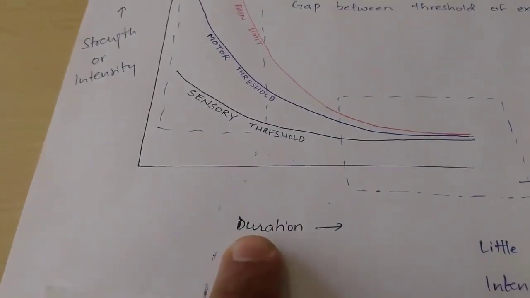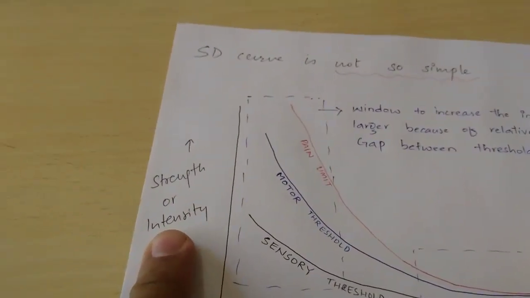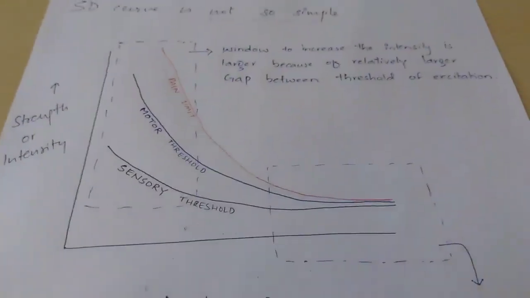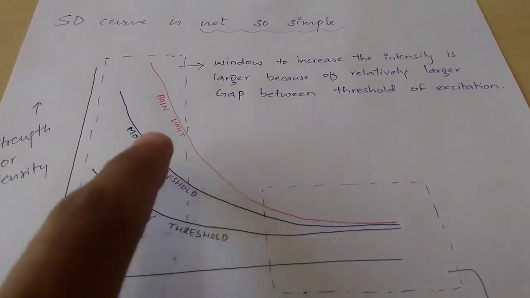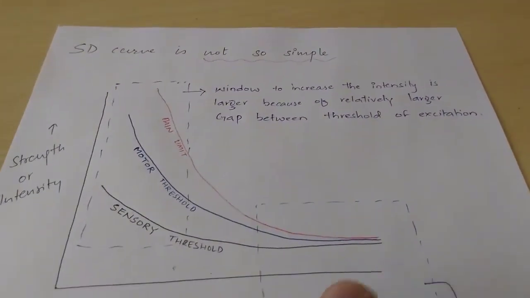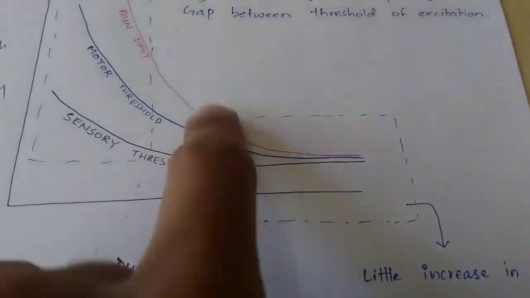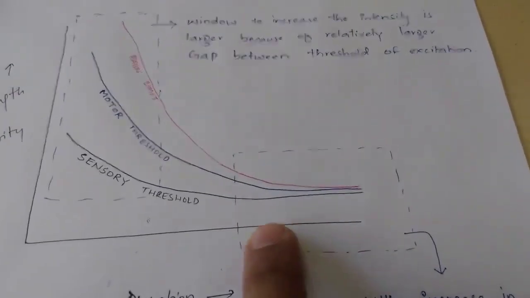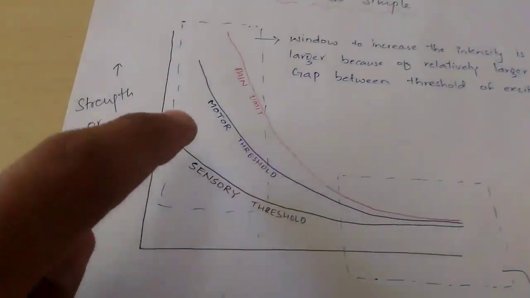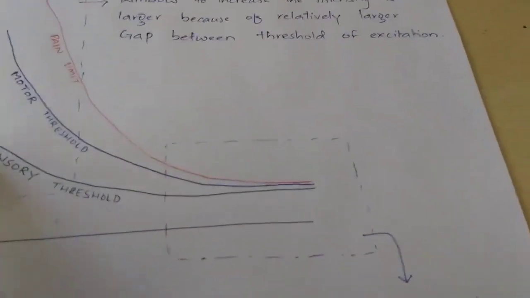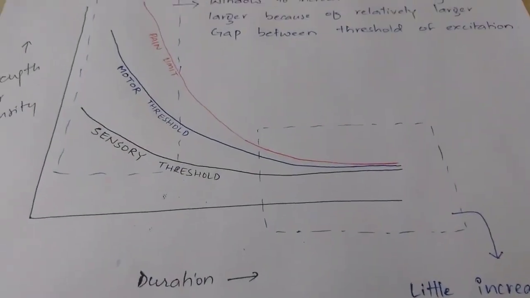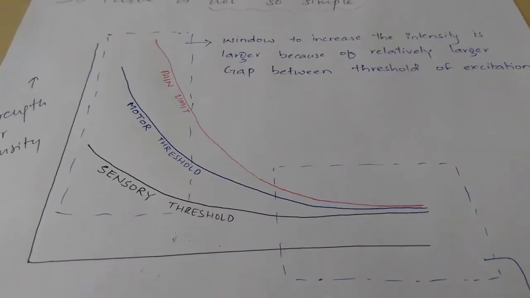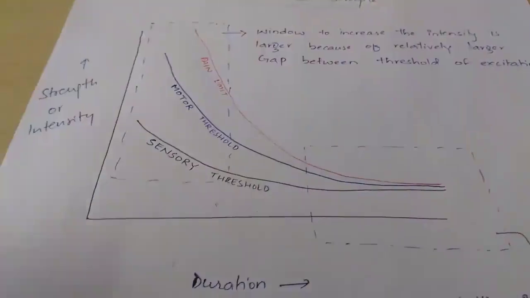The x-axis denotes duration and the y-axis denotes the strength or intensity of current. Now, when we plot the sensory threshold, motor threshold and pain limit, this zone will be called the galvanic zone because it is the longer duration current zone, and this zone will be called the Faradic zone. In the galvanic zone, we can see the gap is lesser between these three lines, red, blue and black, whereas in Faradic current the gap is more.